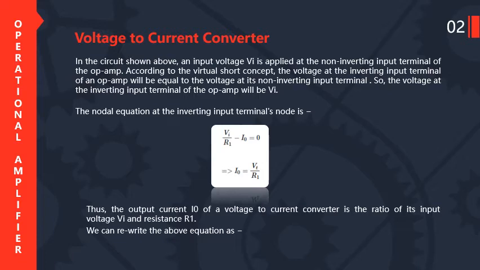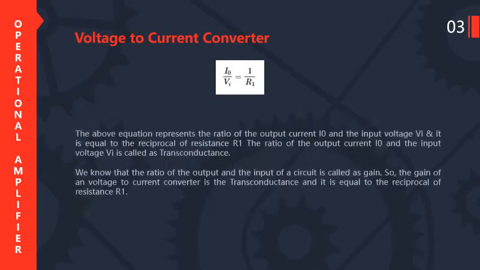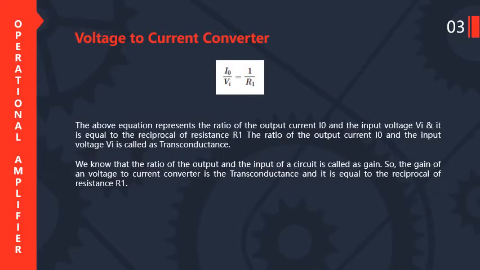ये हम सर्किट डायग्राम में अभी हमने जो इक्वेशन निकाली है I0 की, उसी को हमने लिखा हुआ है कि जो I0 है वो रेशियो है Vi का और रेजिस्टेंस R1 का. So we can rewrite the above equation as I0 divided by Vi is equal to 1 upon R1. The above equation represents the ratio of output current I0 and the input voltage Vi, and it is equal to the reciprocal of resistance R1.